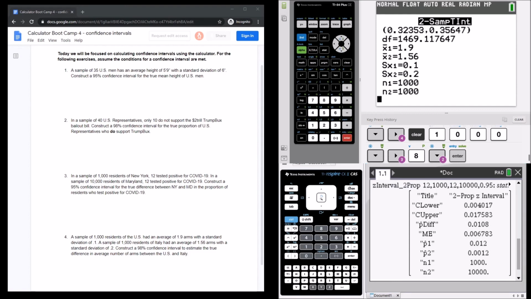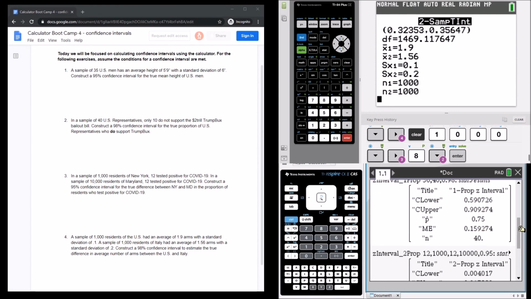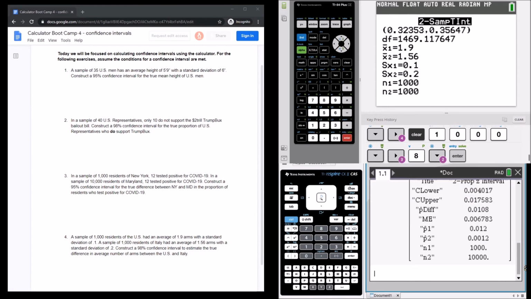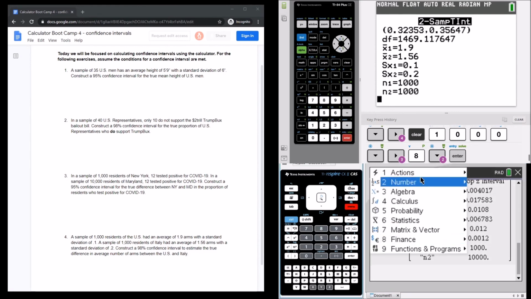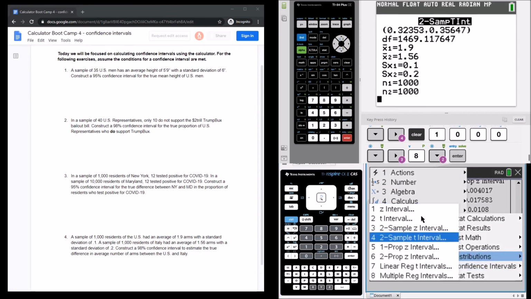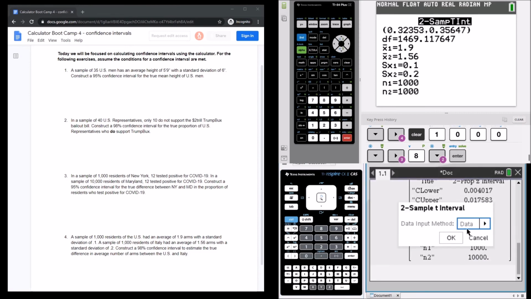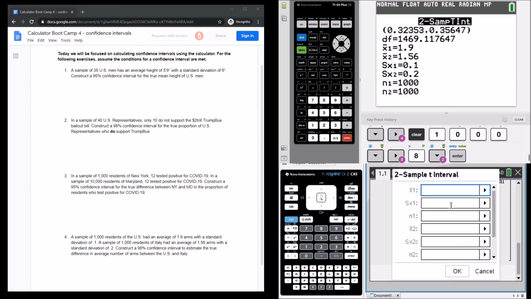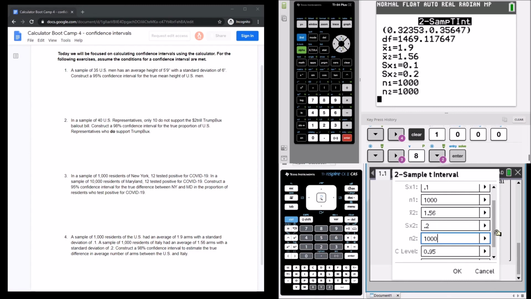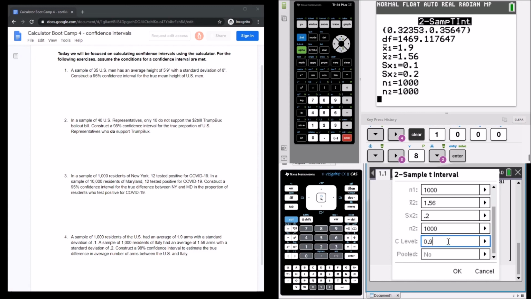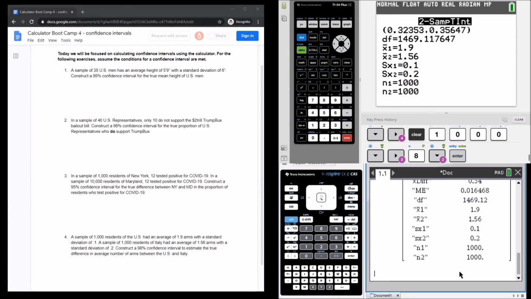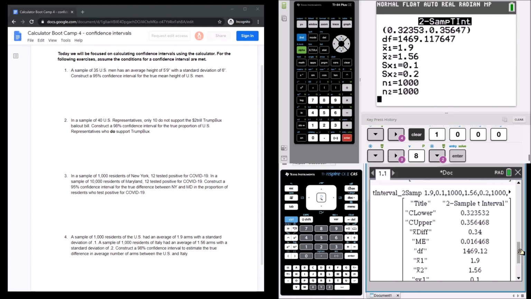So we actually get, hold on, did I run that? I might have just closed out of that. Let me run that again. Statistics, confidence intervals, 2-sample t, going off stats. It's fine. 1.9, 0.1, 1,000, 1.56, 0.2, 1,000. Confidence level was 0.98. Not pooled. Okay. And there we go.